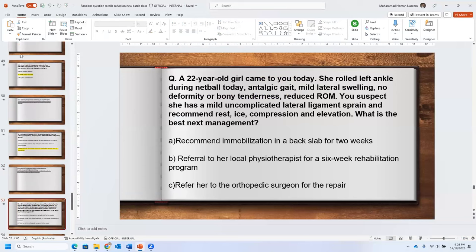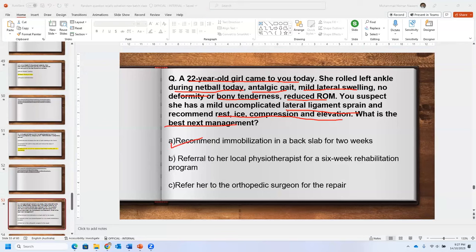All right. Next question. A 22-year-old girl came to you today. She rolled her left ankle during netball. She has an antalgic gait. There's a mild lateral swelling, no deformity or bone tenderness, and there's reduced range of movement. You suspect she has an uncomplicated mild lateral ligament sprain and recommend rest, ice, compression, and elevation. What is the next management?